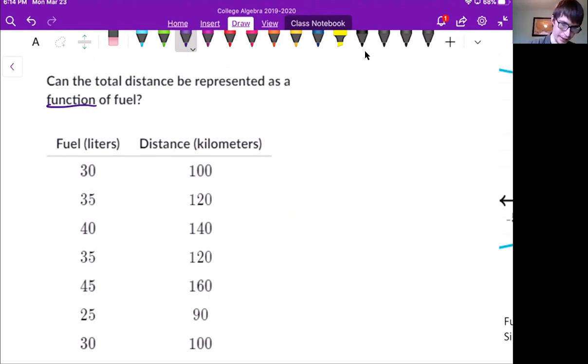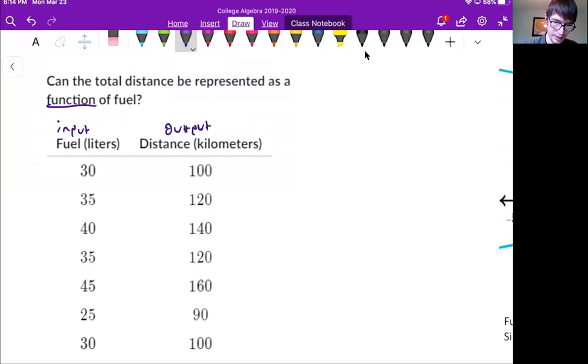So I actually made a table like this myself. This is the input, because that's what we use. We use how much fuel we've been using. And the output is what it tells us. By saying we went 30 liters, it shows that she was able to go 100 kilometers. That's the output.